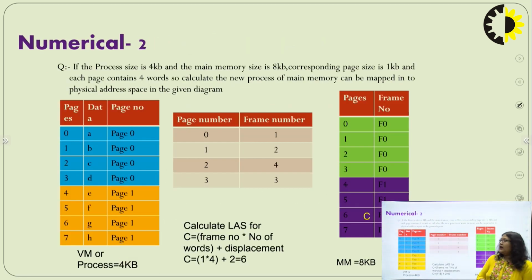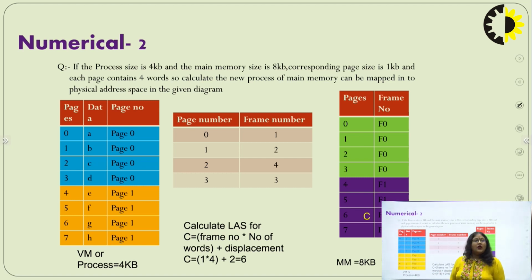Now we take a numerical. Suppose the process size is 4 KB and the main memory size is 8 KB. So in this particular example, the process size is lesser than the size of the main memory, and the page size is always the same as the frame size. So page size is 1 KB and each page contains 4 words. So how do we calculate the new process of main memory that can be mapped from the physical address space to the logical address space?